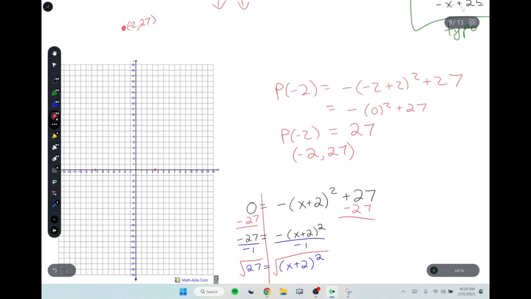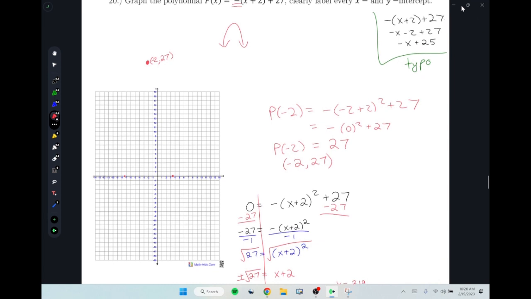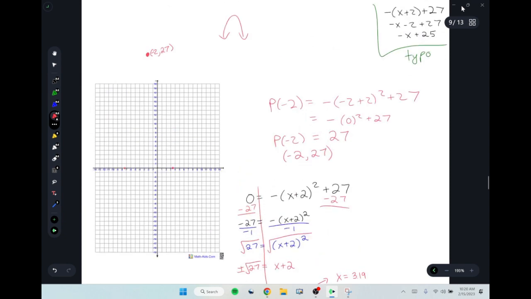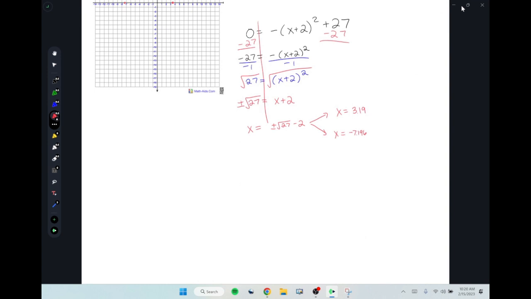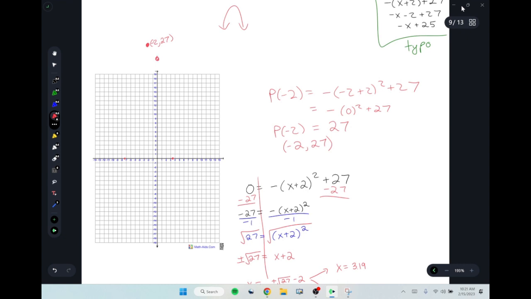I've got three things that I think kind of help. Is there one more thing they wanted us to know before we could just draw it? The y-intercept? Yep. So how do you find a y-intercept? Basically just plug in 0, right? So f of 0 equals negative 0 plus 2 squared plus 27. Negative 2 squared plus 27. Negative 4 plus 27. 23. Oh, dang it. I was really hoping that was going to be on the graph.